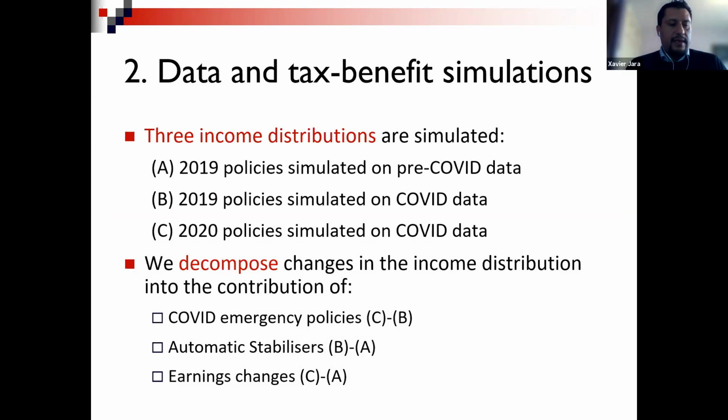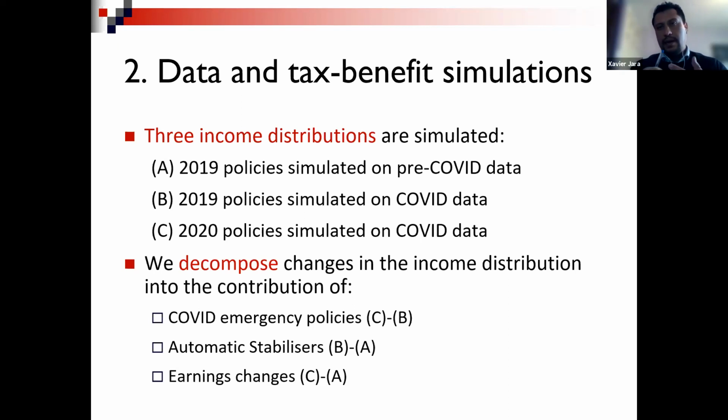More precisely, what we do in our analysis is to decompose the change in the income distribution into the contribution of different factors. For this, we simulate 3 income distributions with our models. First, we take the pre-pandemic data, so 2019 data, and we simulate 2019 policies. So this is the baseline: 2019 data with 2019 policies. Then, to assess the change in the income distribution during the pandemic, the second scenario, scenario C, is our 2020 data, the pseudo data that we created, where we simulate 2020 policies. So this can be considered as the 2020 baseline scenario, 2020 data with 2020 policies.